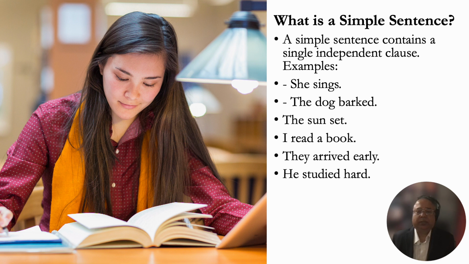And what does she do? She sings, for example. In this case, she is reading a book. The dog barked. The sun set. I read a book. These are all simple sentences. So notice that there is just one idea in each of them, right? I read a book. Somebody is reading a book. That's just one idea, the action of reading a book. So that's a simple sentence.